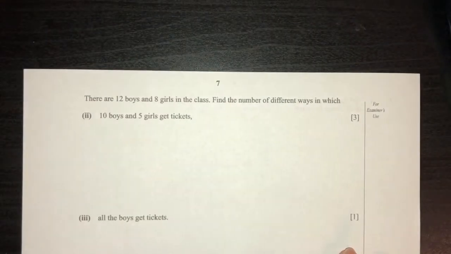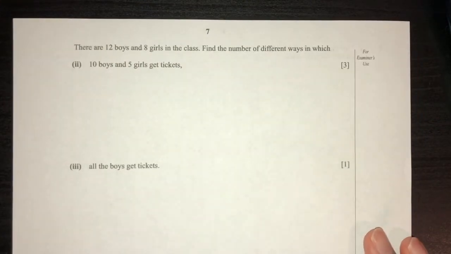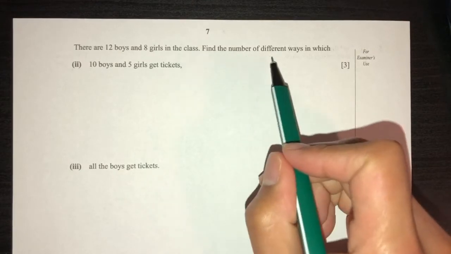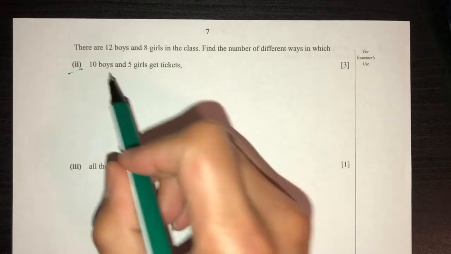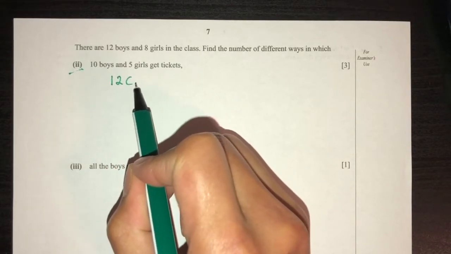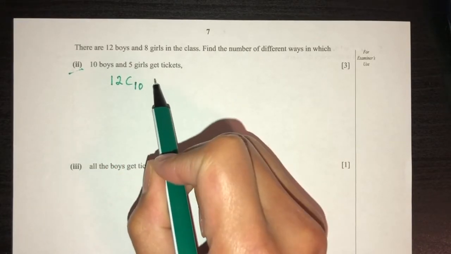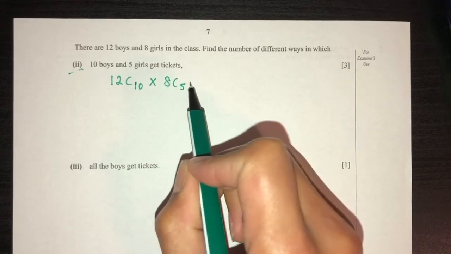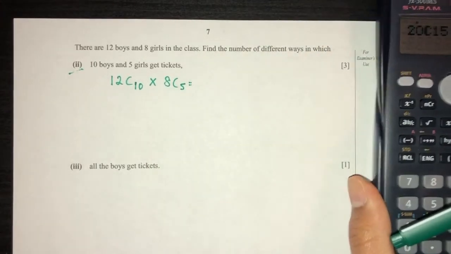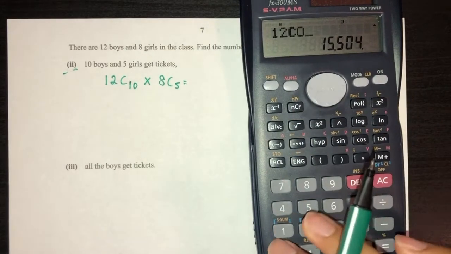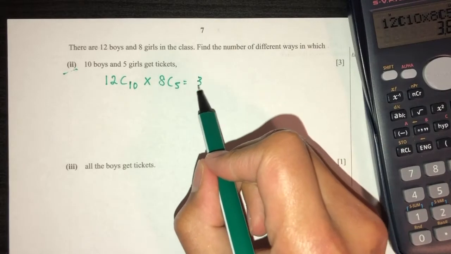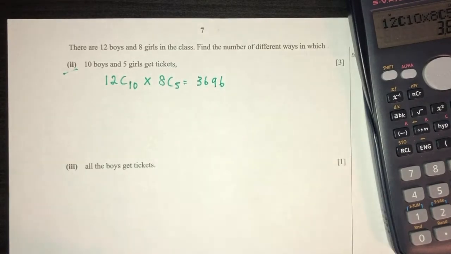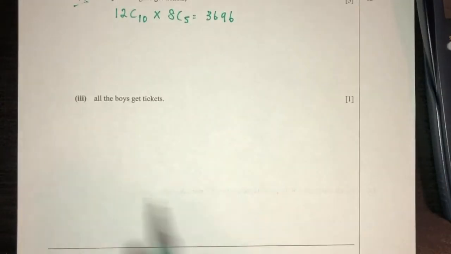Now for part 2. This one is interesting. So there are 12 boys and 8 girls in a class. Find the number of different ways in which 10 boys and 5 girls get the ticket. Pretty easy. From the 12 boys we choose 10, and from the 8 girls we choose 5. So 12 choose 10 times 8 choose 5. That should be 3696. And the last one will be all the boys get the ticket.